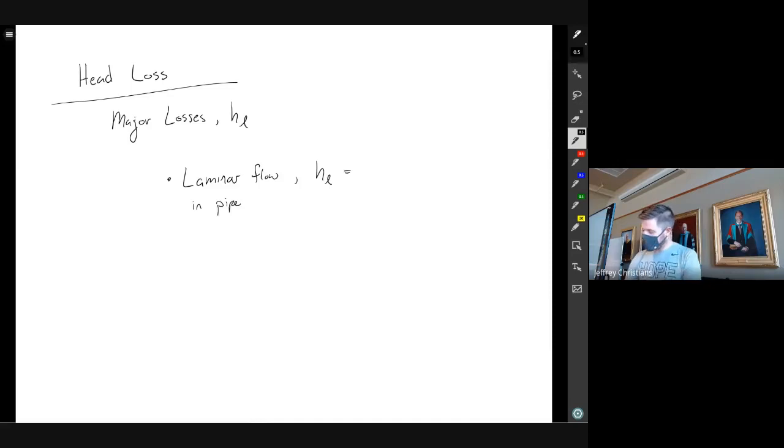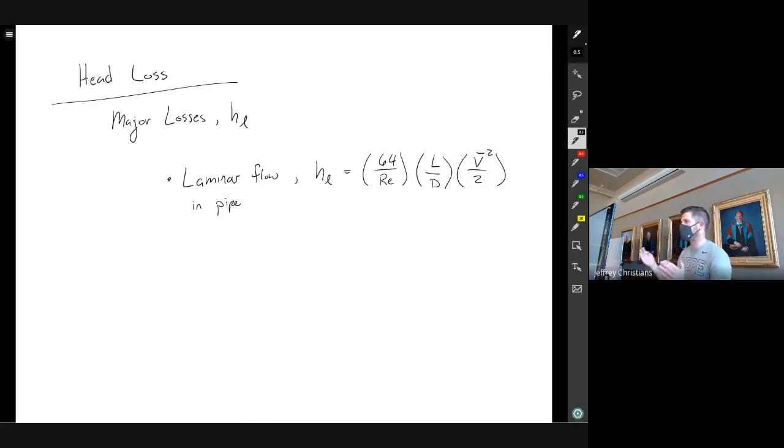The head loss was equal to 64 over the Reynolds number, the length of that pipe over the diameter, times velocity squared over 2. We were actually able to figure out this from first principles, from the Navier-Stokes equation. We can figure out a similar model for turbulent flow. We expect it to be similar because they're broadly similar, but also a little bit different.